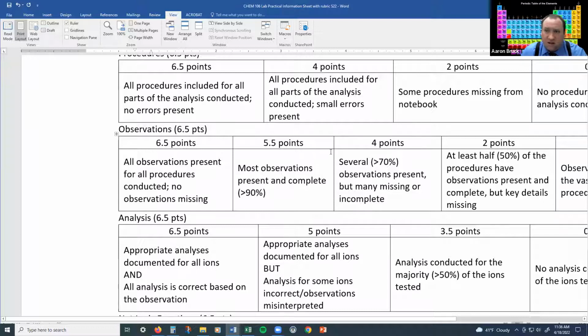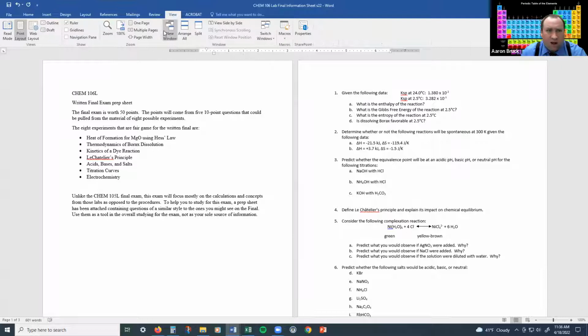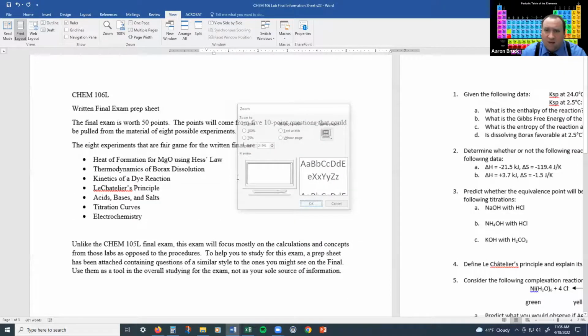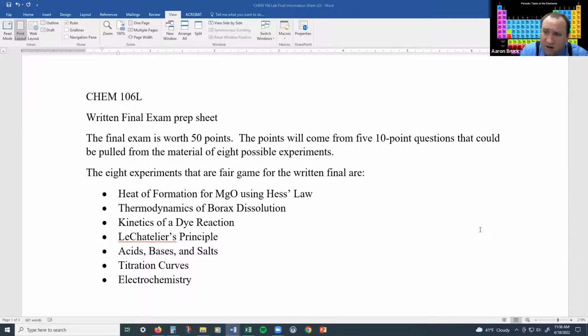Let's turn our attention then to the written final exam. For the written final exam, it's relatively simple. If you remember the final exam in Chem 105, it is in a similar format to that. The only real difference between the two exams is the format itself. There are not going to be any procedure questions. There's not going to be any questions about observations. It's going to be more on the calculations.